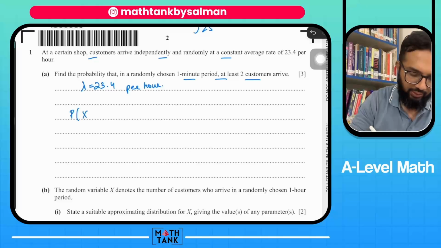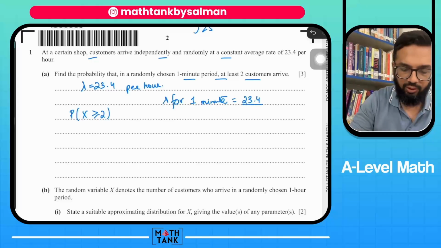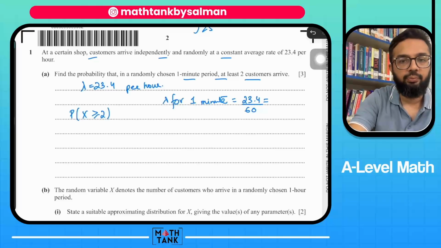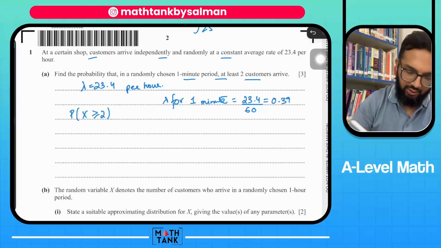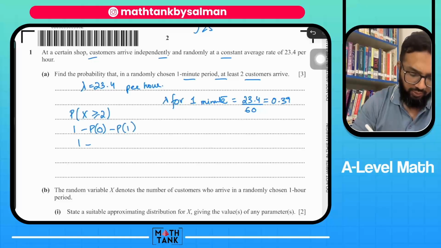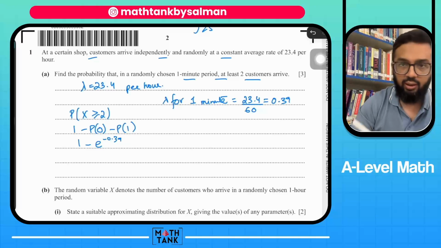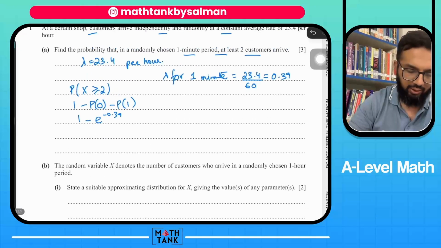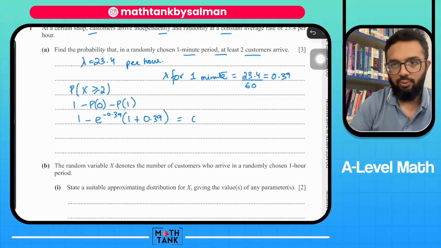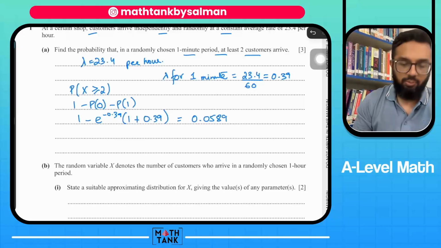So at least two means greater than or equal to two. But I'm not talking about 1 hour, I'm talking about 1 minute. So lambda for 1 minute is going to be 23.4 divided by 60, which is 0.39. So at least two means 1 minus the probability of 0 and 1. So 1 minus e to the power minus 0.39 times (1 plus 0.39). That should give me a total of 0.0589 on my calculator.